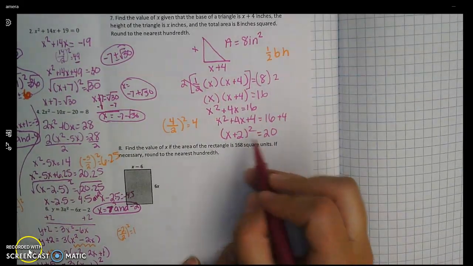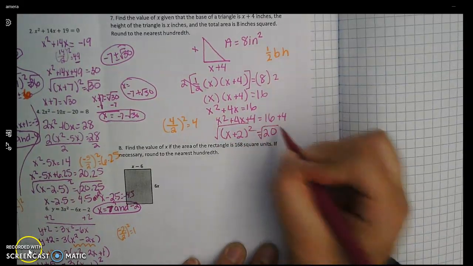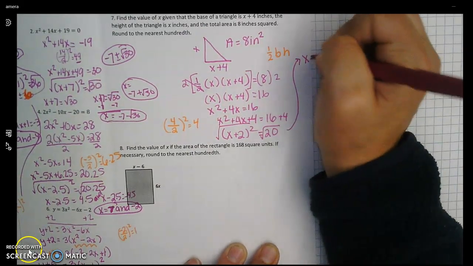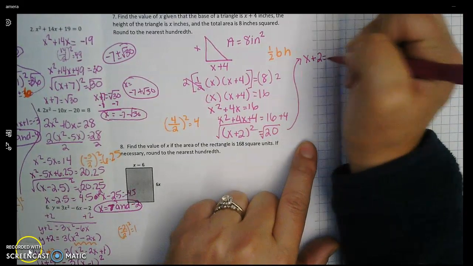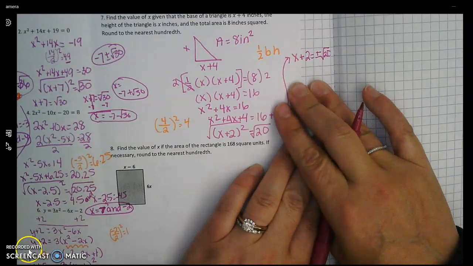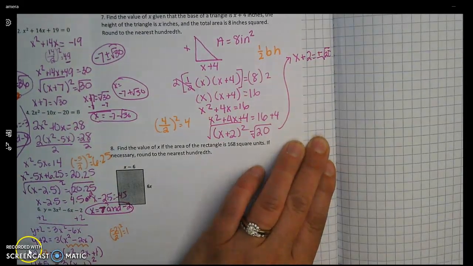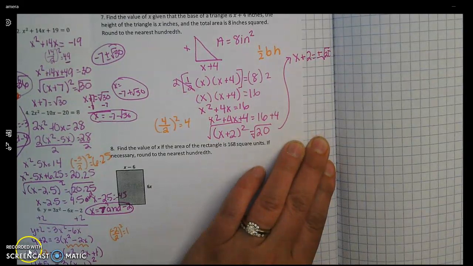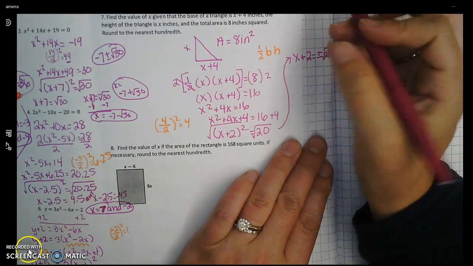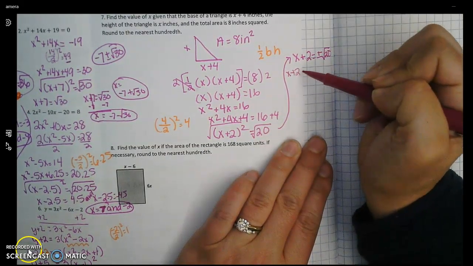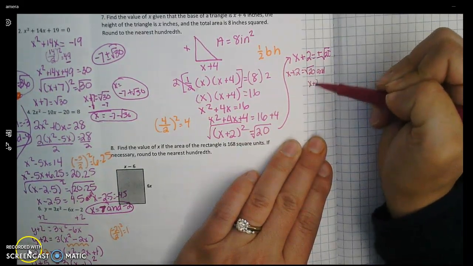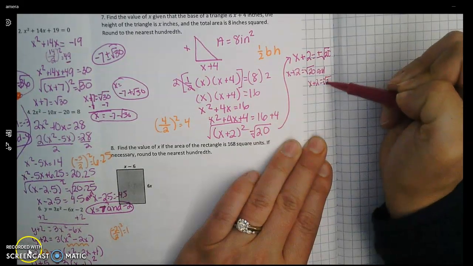Okay, now in order to solve this, I'm going to find the square root of both sides, which gives me x plus 2 equals the positive and negative square root of 20. Now remember, we have to solve this using 2 different equations since I've got the positive and the negative. So I am going to rewrite this. I have x plus 2 equals the square root of 20 and x plus 2 equals negative square root of 20.